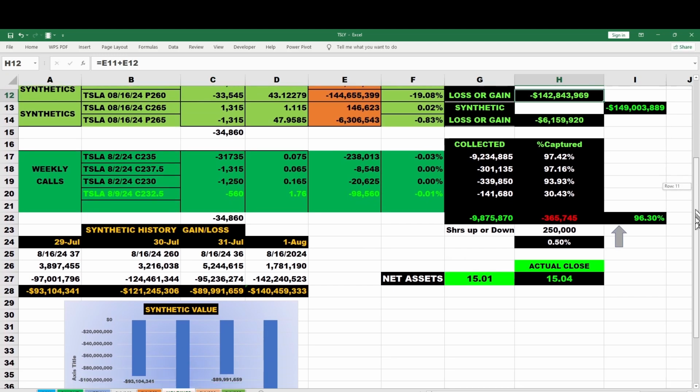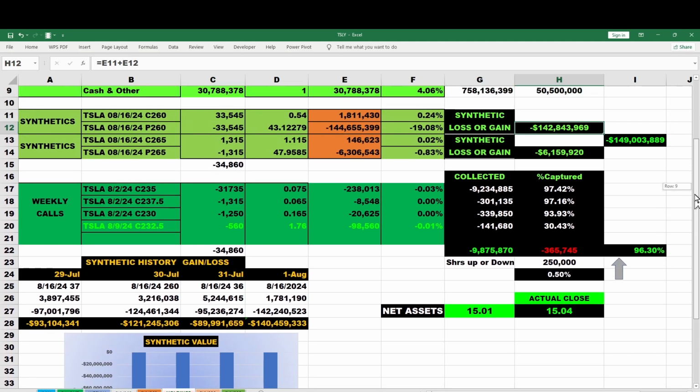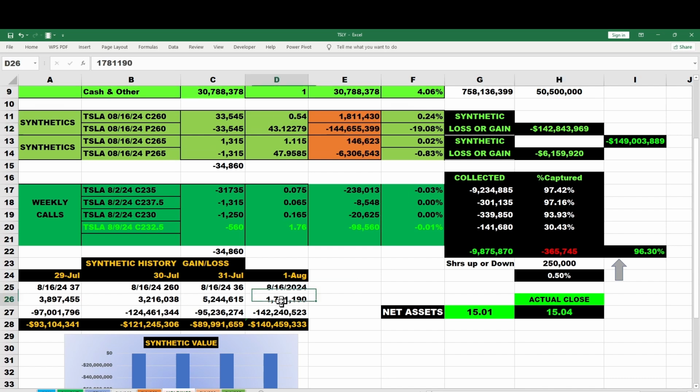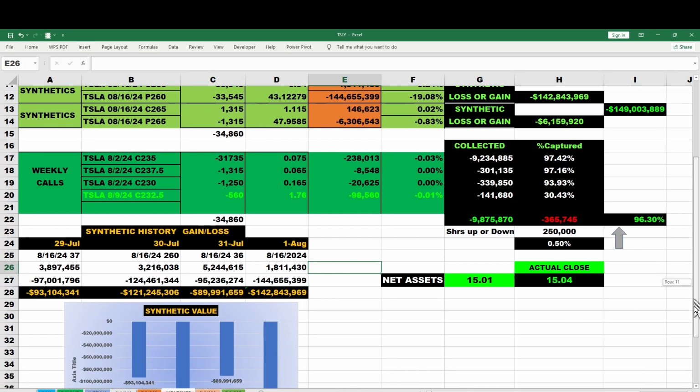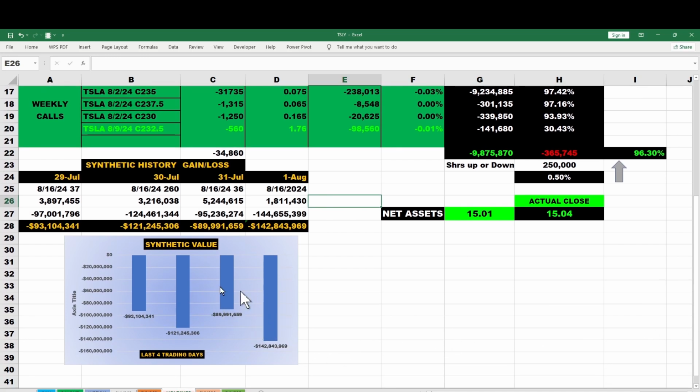So now I need to update this number. So 1811 and 144, bigger number. Okay, so 142. Technically, we're losing 149, but I'm tracking the bigger number and not worrying about the small one.